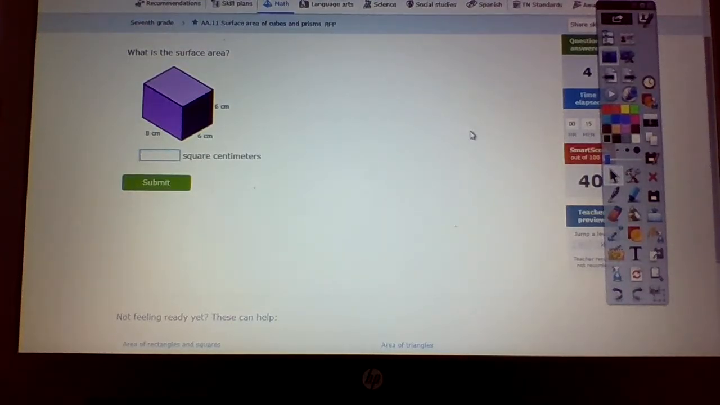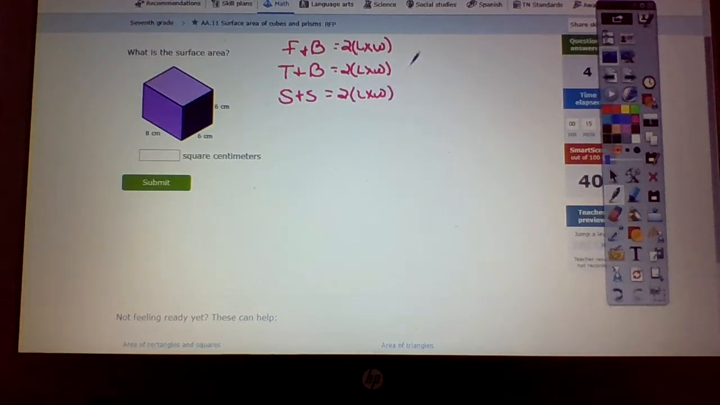So this one is a rectangular prism, not a cube. And we're going to again write front and back, top and bottom, side and side. So that's 2 times length times width, 2 times length times width, 2 times length times width. 2 times 8 times 6. The top is 8 times 6. And the sides are 6 and 6. So 2 times 6 times 6.